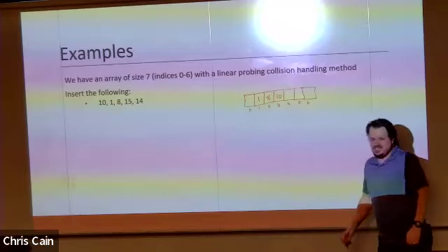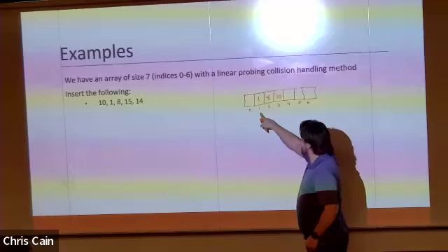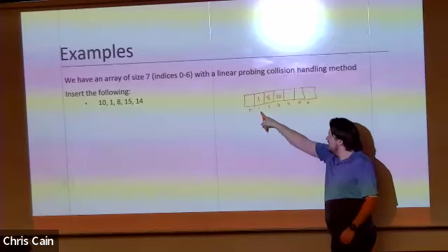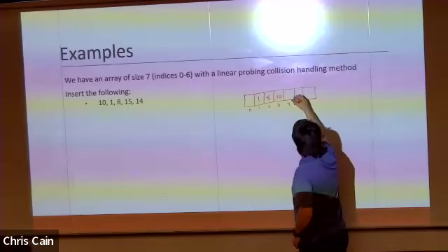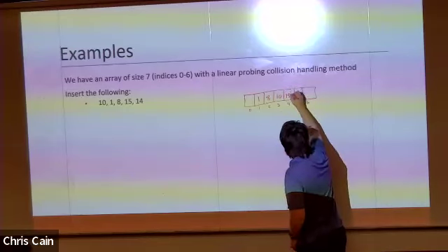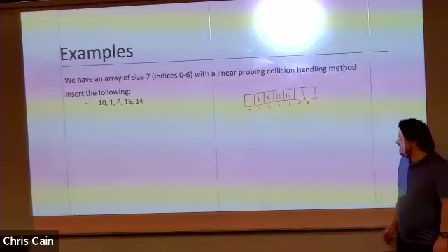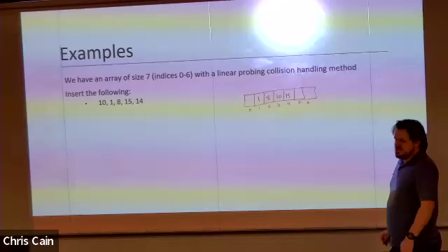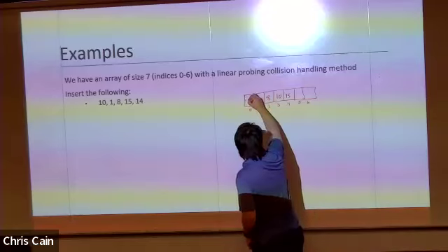How about 15? Also maps to 1. So can 15 go here? No. Can 15 go here? No. Can 15 go here? No. 15 is going to go here. We start to see that clustering at work, even though these are kind of strange data points. What about 14? Where does that go? 0. Luckily, that's right where we're looking for it. Great.